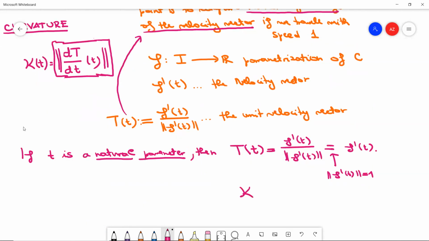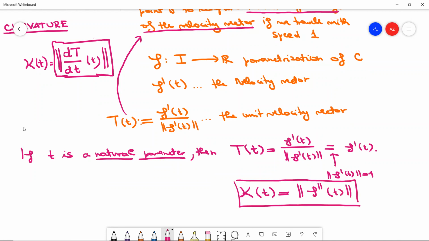And then kappa of t is the norm of the second derivative of f at t. So in the case where t is a natural parameter, this curvature is especially easy to calculate. For a general capital T, we have to take the derivative with respect to t, and it turns out that taking the derivative of this expression can be quite nasty and require quite a lot of computation. However, if t is a natural parameter, then it's easy: we just calculate the second derivative and its norm and get the curvature.